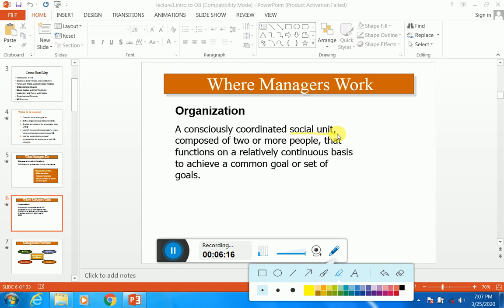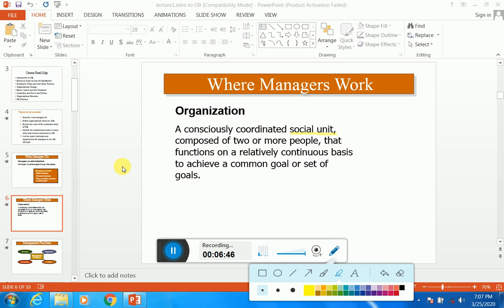A social unit means a platform which brings together a variety of diverse people. I'm talking about the organization as a social platform where a variety of people with a variety of skills come together and work together for the attainment of specified goals. That is simply known as your organization.